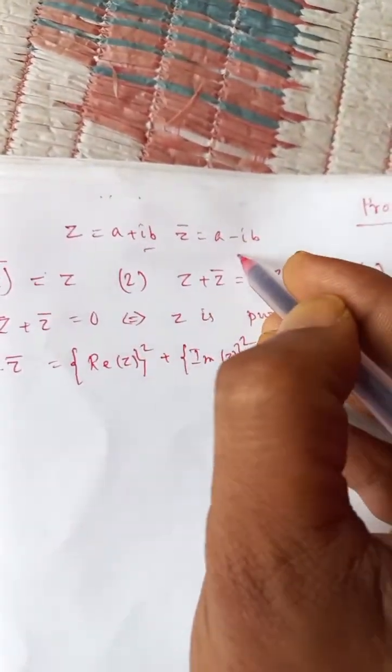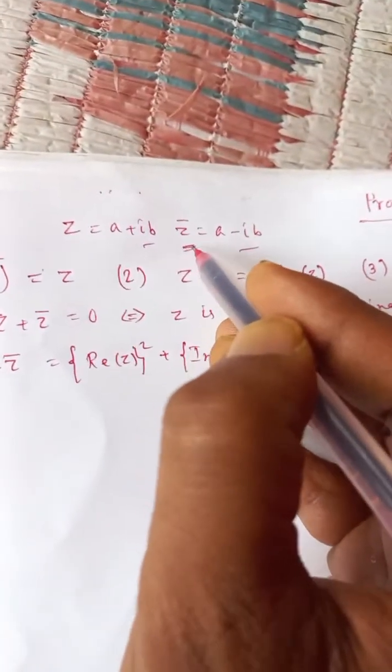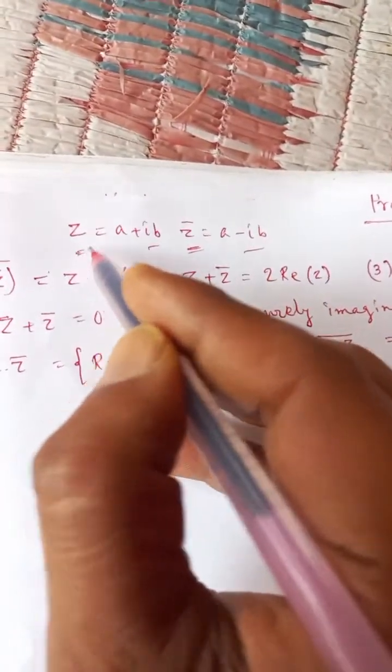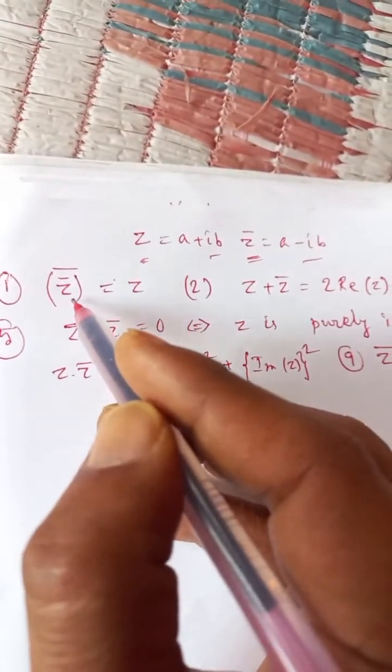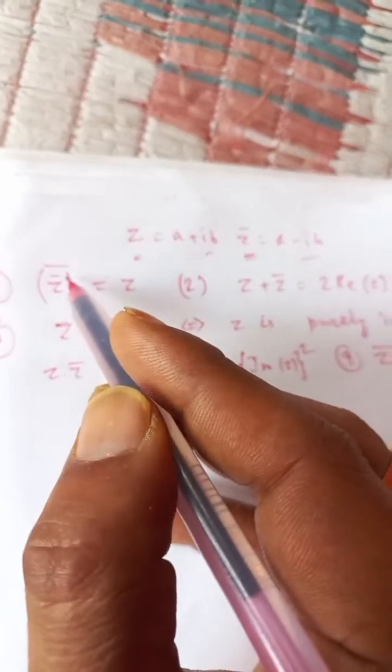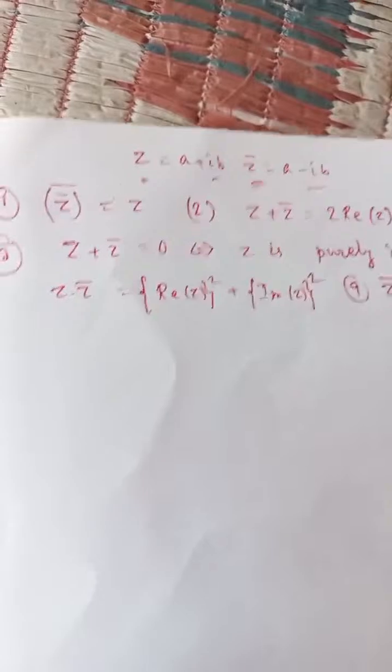So some properties of conjugates related with this complex number. The first property is the conjugate of Z bar is equal to Z. So how can we prove this?